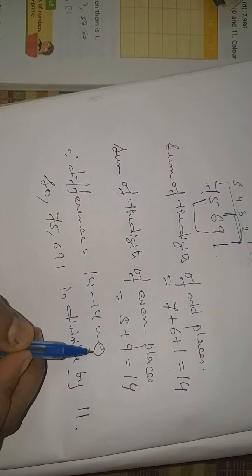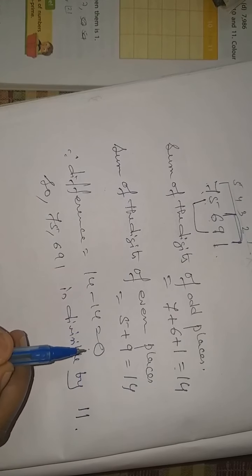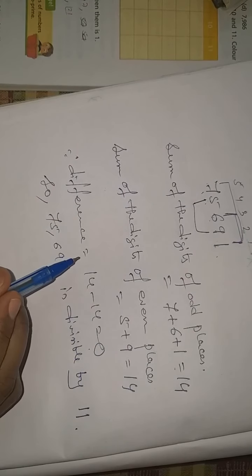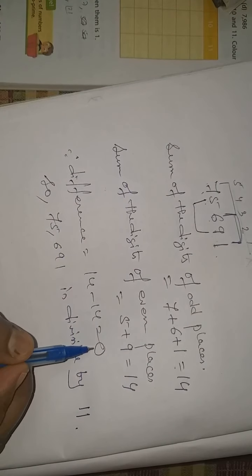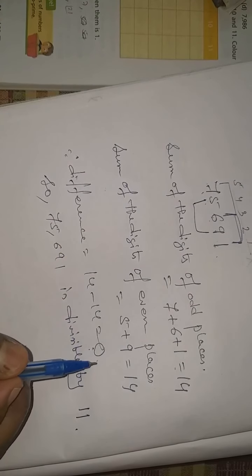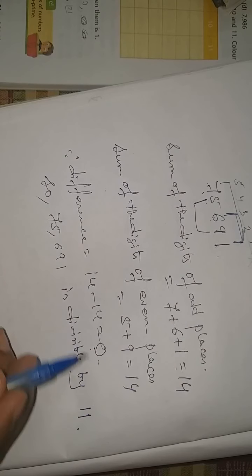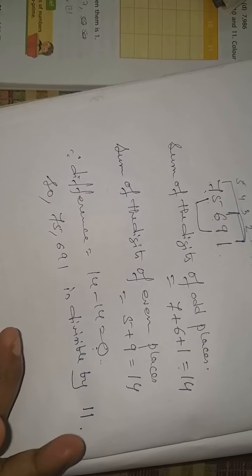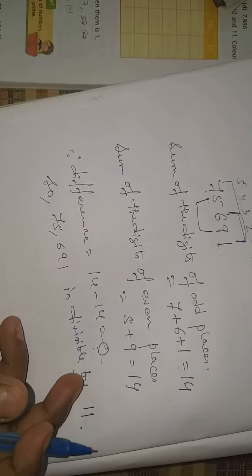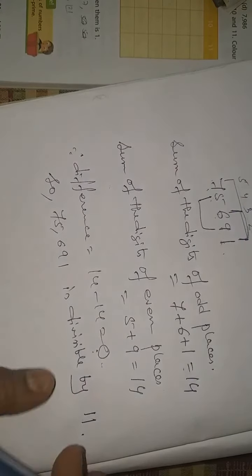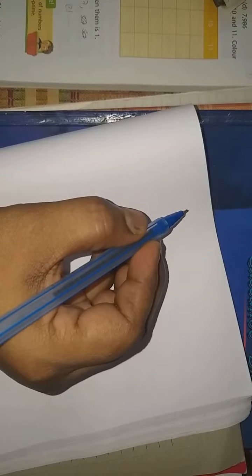Now there is another condition for divisibility by 11. Either the difference is 0, or we get a number that is divisible by 11. If we get 0 or a number divisible by 11, then we can say the whole number is divisible by 11. Now I will show you another example of how to check the divisibility of a number by 11.